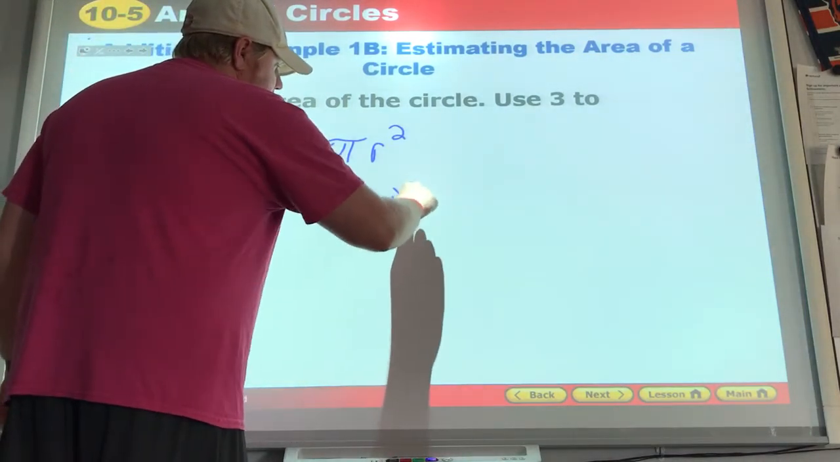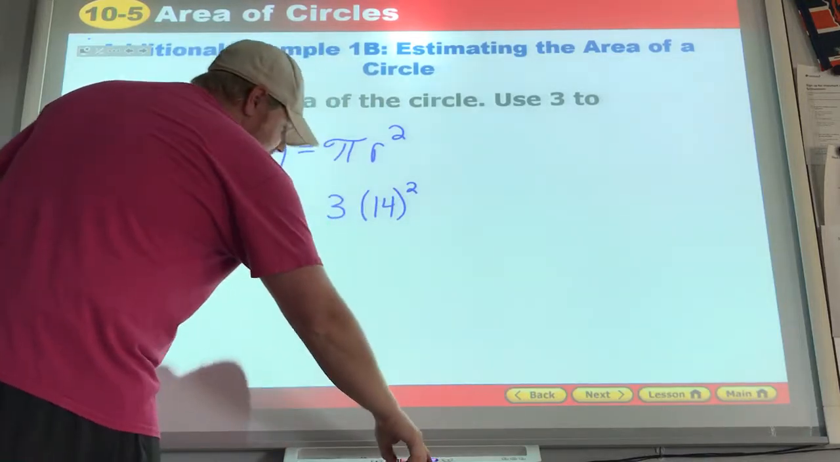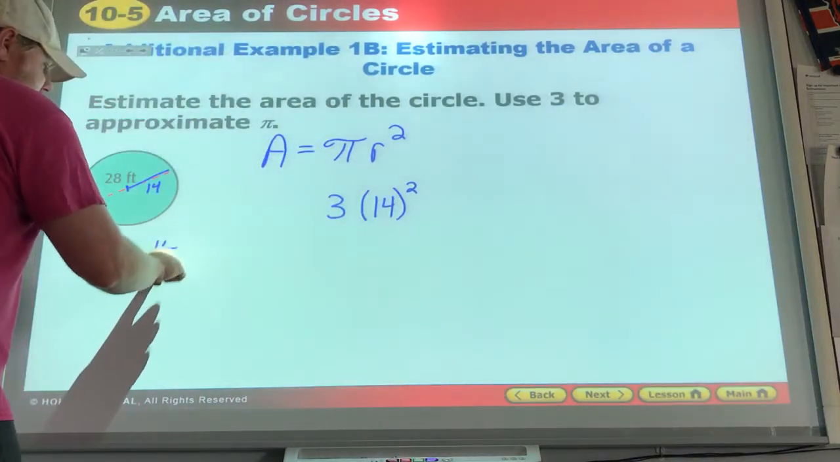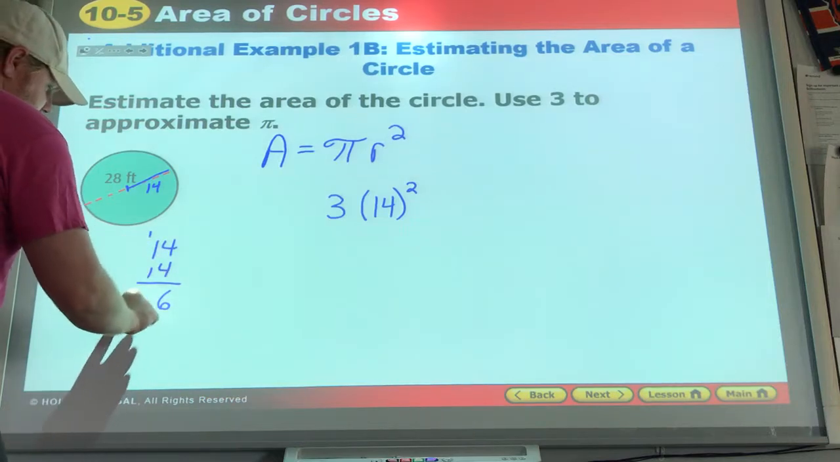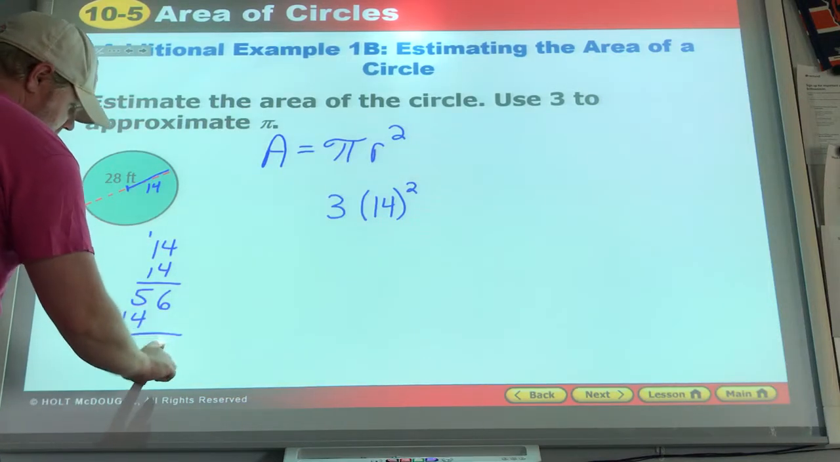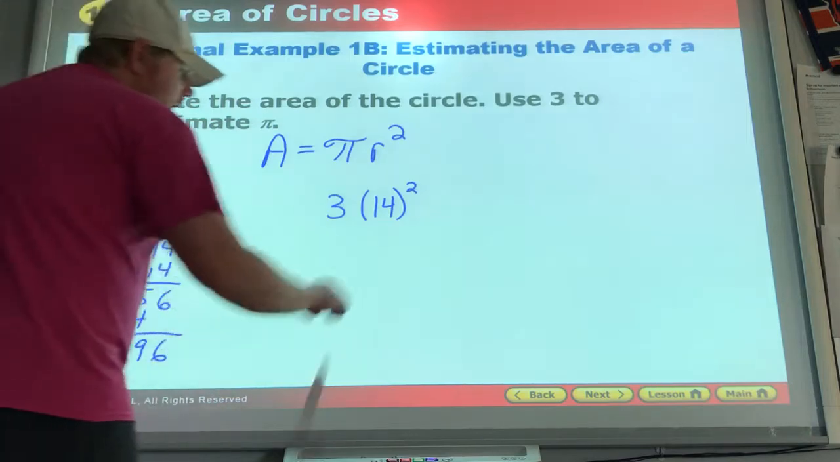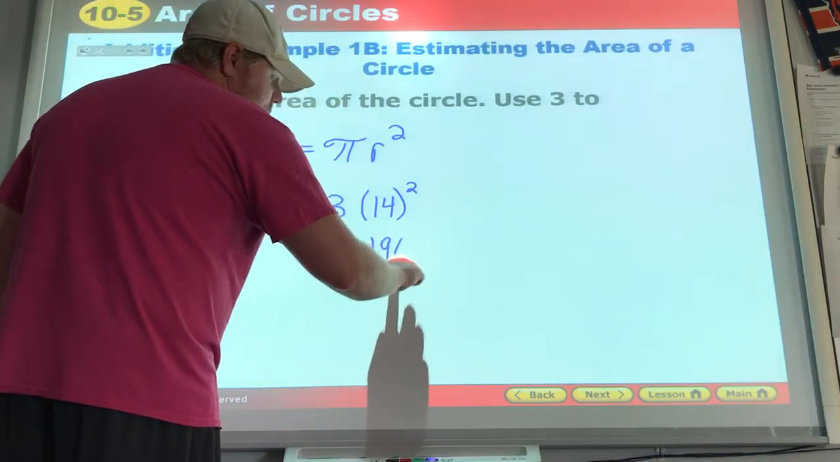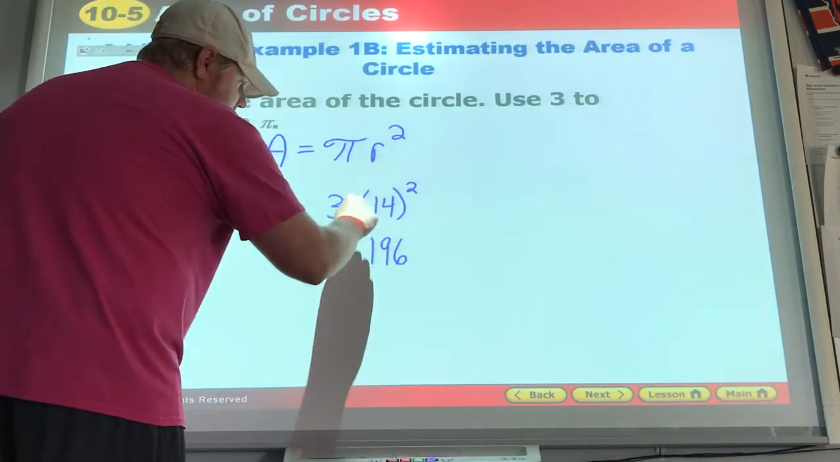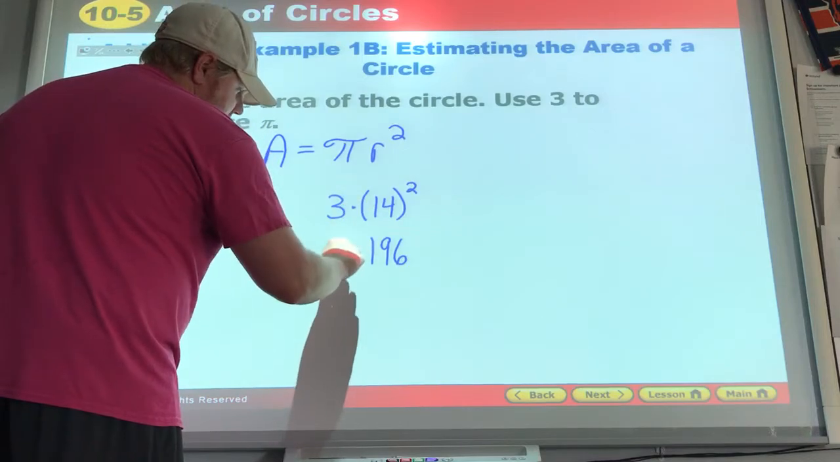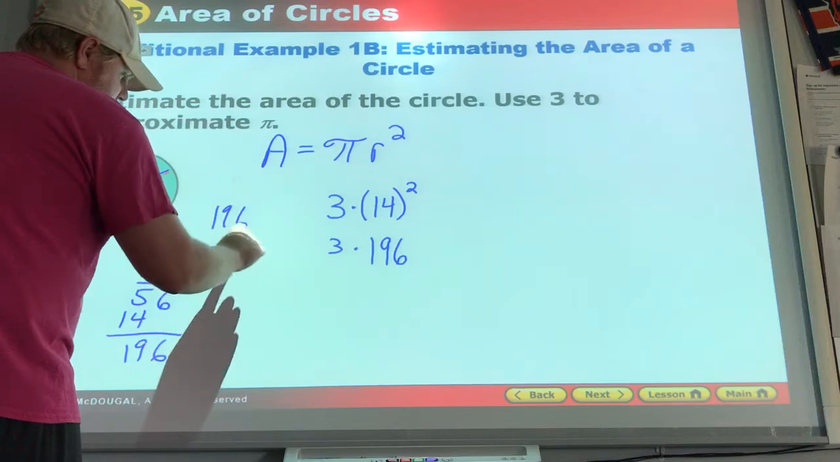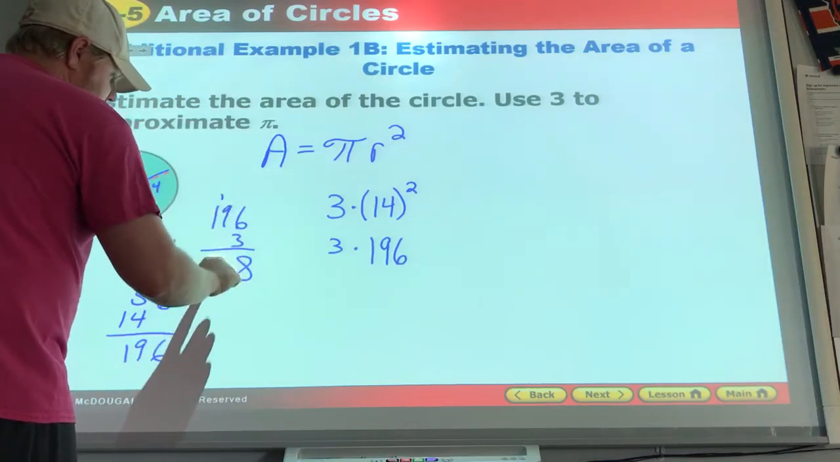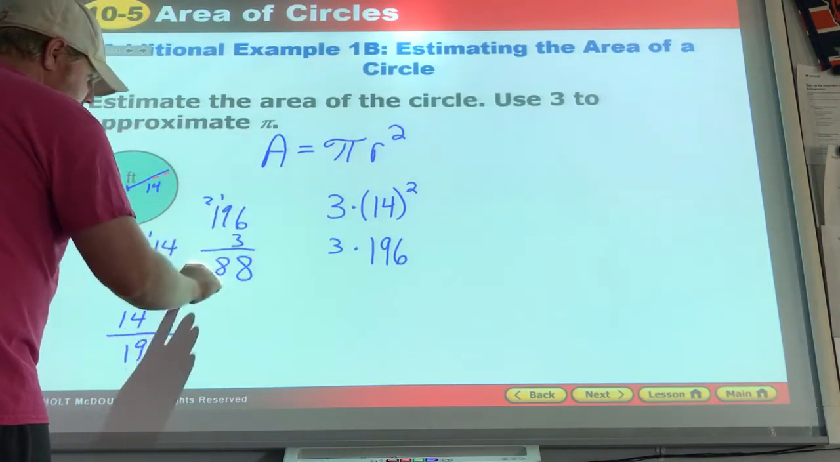14 squared. All right, so in our next step, I do 14 times 14. I get 56, and then 196, because I have to do order of operations. I have to do that first. And then we know that there's a multiplication here, times 3. So 196 times 3, we're going to get 588.